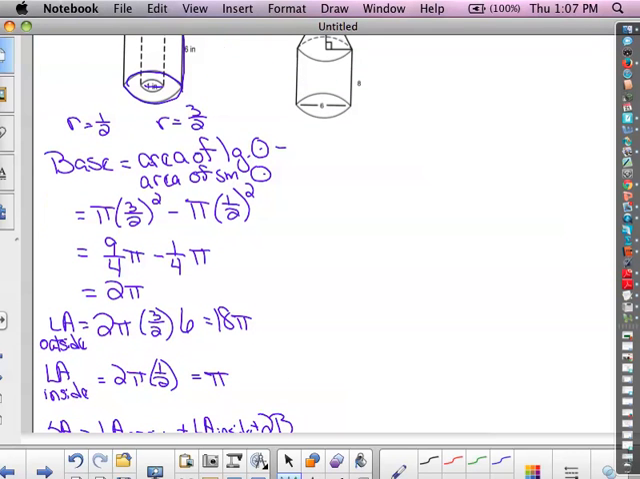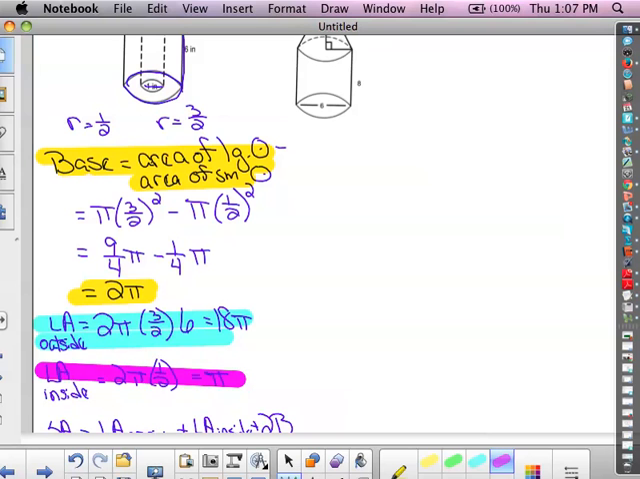Again, look at the shape, determine what you have to find. You're going to have to find the area of the base and what constitutes the base. You're going to have to find the external lateral area and then the inside lateral area and add those together.